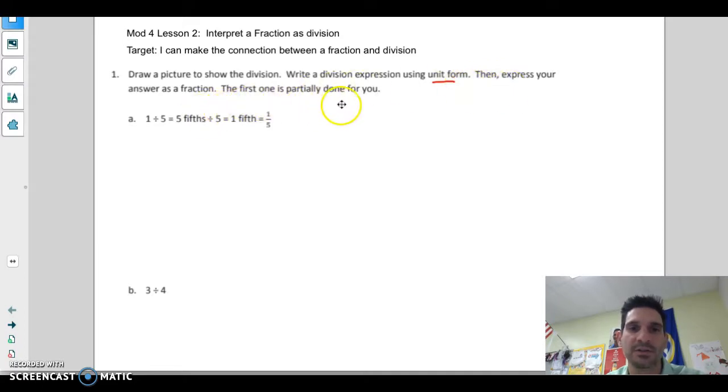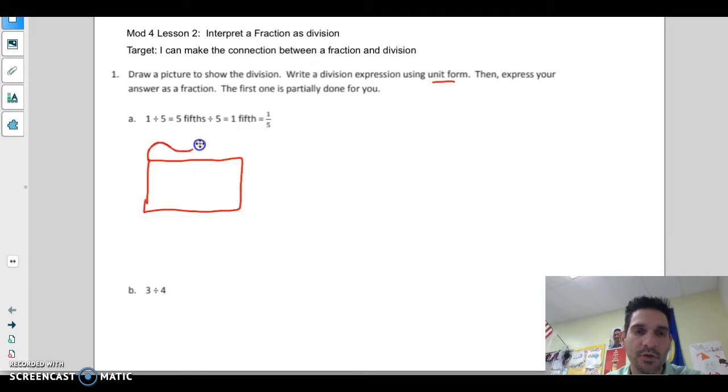The first one is partially done for you. So they did 1 divided by 5 equals 5/5. Okay, 5/5 divided by 5 equals 1/5, which is equal to 1 over 5. Okay, I'll explain that to you. So here's my picture.